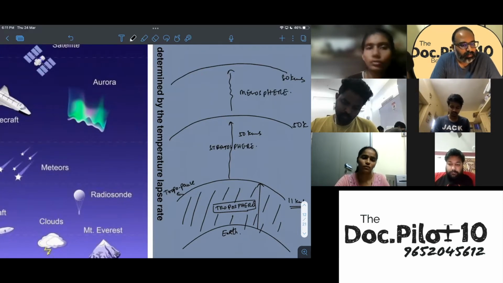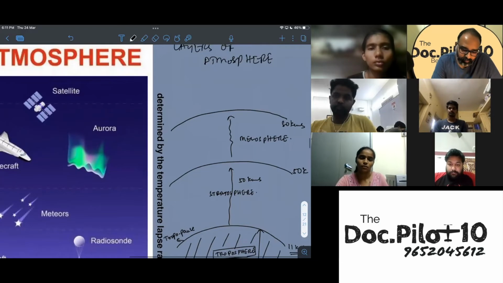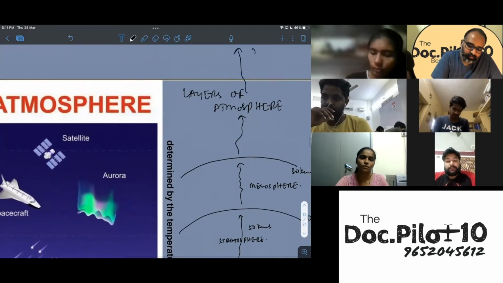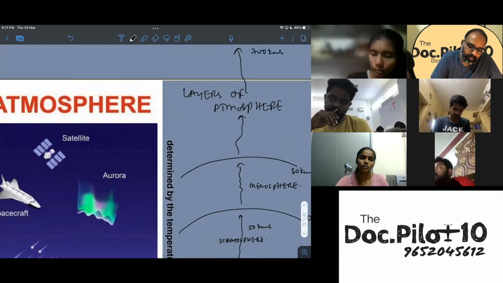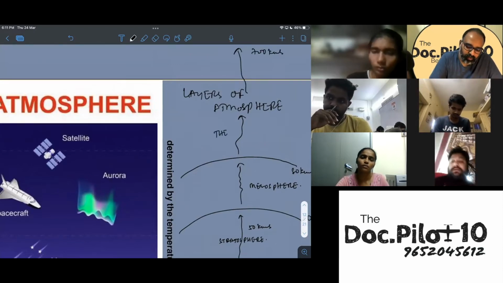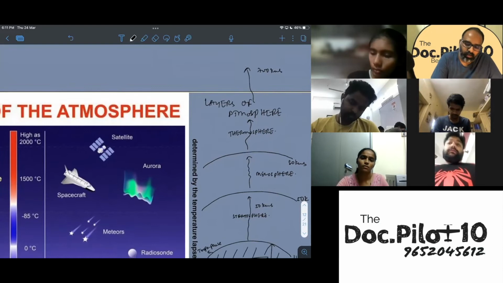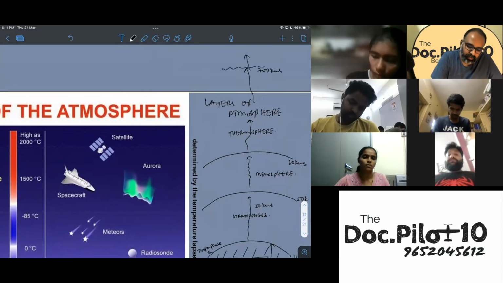Correct. From the mesosphere up till 700 kilometers, it is called the thermosphere. Beyond 700 kilometers, it is called the exosphere.